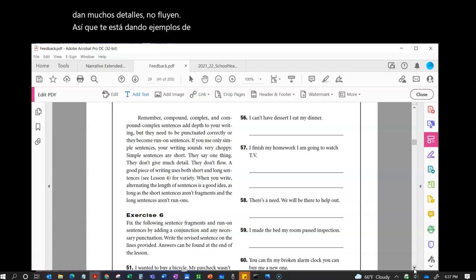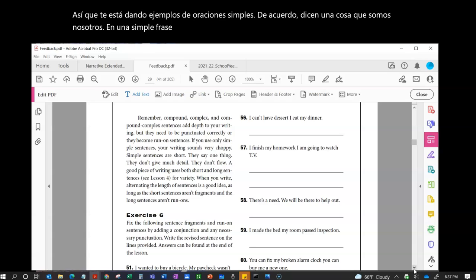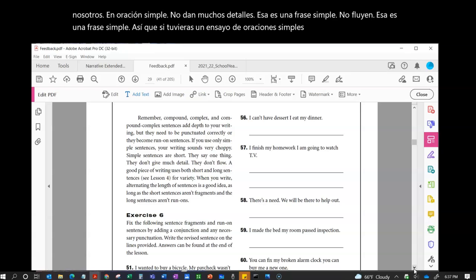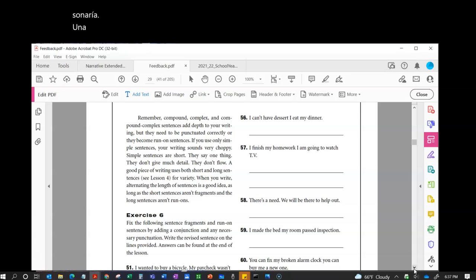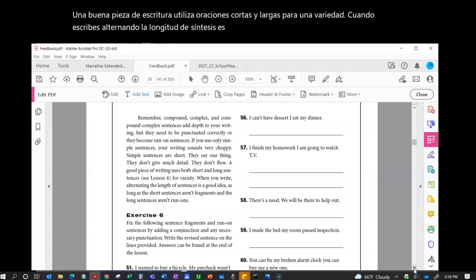They say one thing. That's a simple sentence. They do not give much detail. That's a simple sentence. They do not flow. That's a simple sentence. So if you had an essay of just simple sentences like that, that's the way it would sound. A good piece of writing uses both short and long sentences for variety. When you write, alternating the length of sentences is a good idea, as long as the short sentences are not fragments and the long sentences are not run-ons.